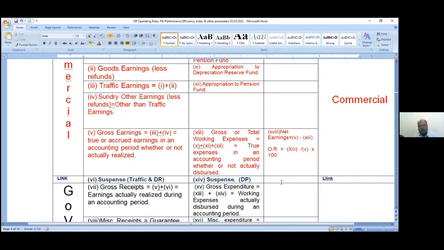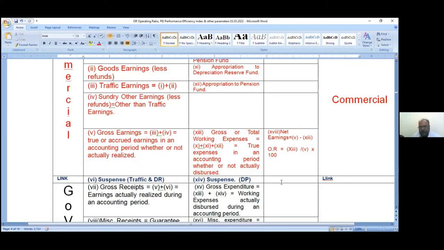Then once commercial accounts are over, then linkages. How many linkages we have? Total 4 linkages we have. That is traffic and demand recoverable linkages operated on the earnings side. And demands payable linkage is operated on the expenditure side. And the fourth linkage, that is labor suspense, is operated on the WMS side, that means the capital side.